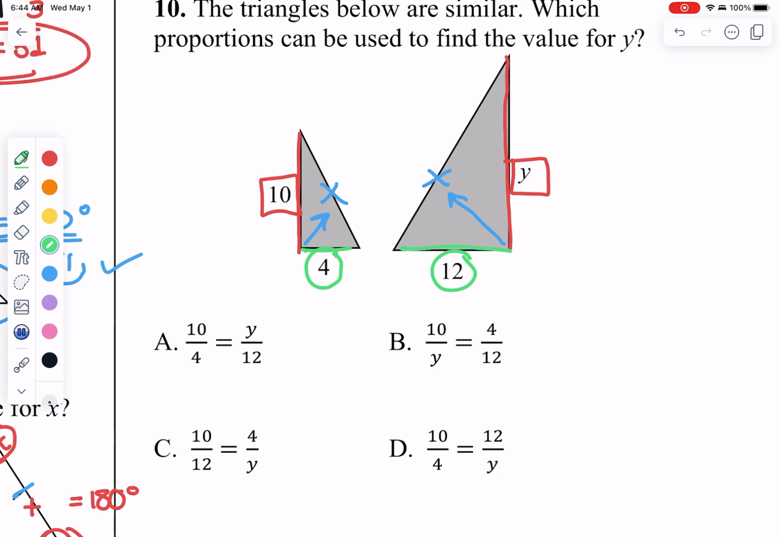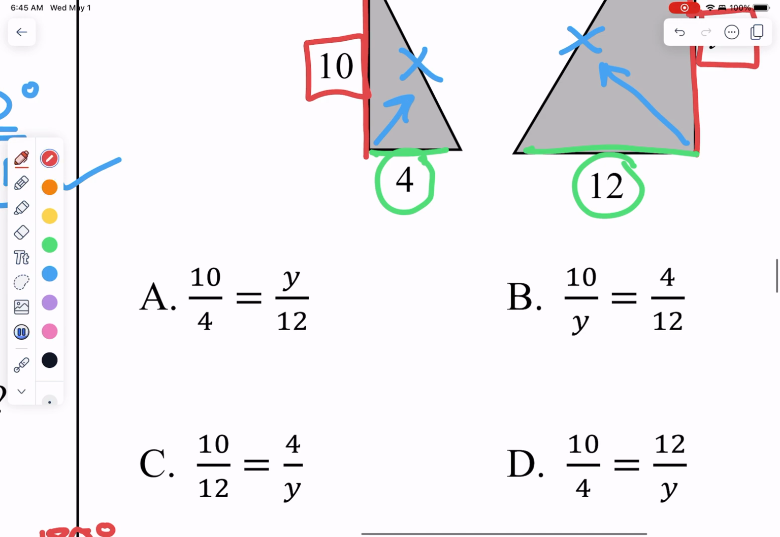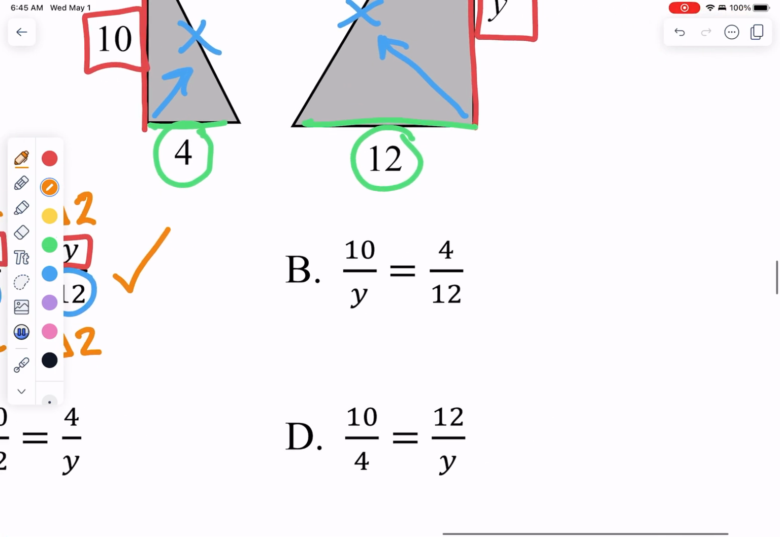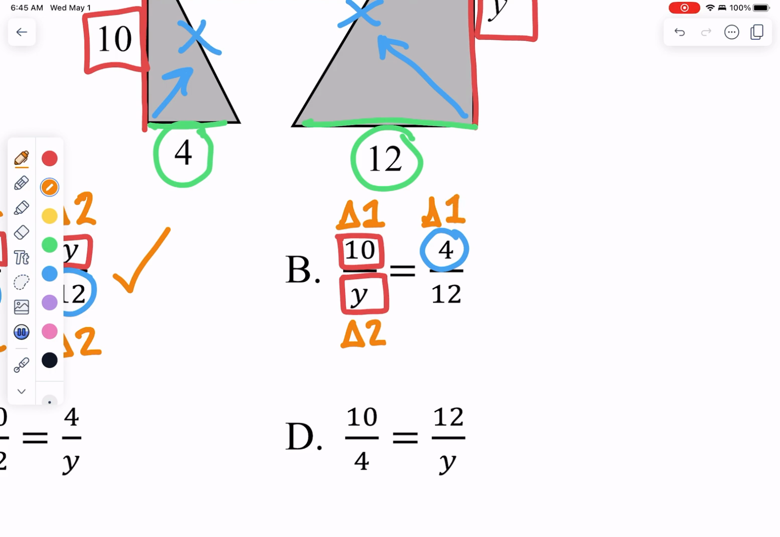All right, let's look at these proportions, people. A says that 10 over 4, which is a long side over a short side of triangle 1, is equal to long side over short side of triangle 2. This will work out for us. B says that 10, which is long side from triangle 1, over y, which is long side from triangle 2, is equal to 4, which is short side from triangle 1, over 12, short side of triangle 2. That will work out for us because we've got triangle 1 over triangle 2 equals triangle 1 over triangle 2.